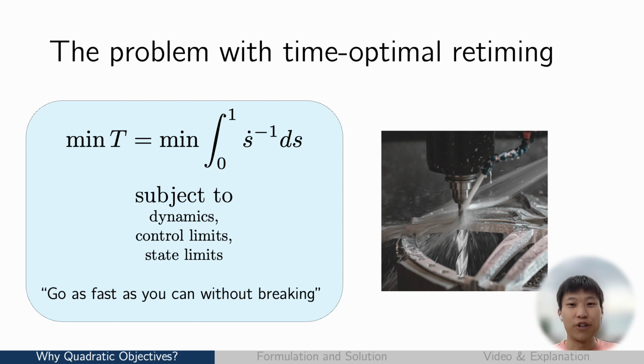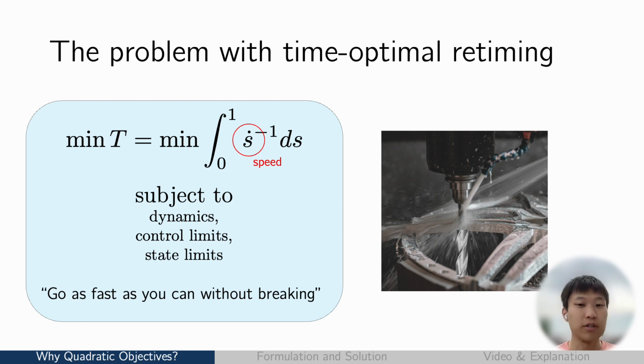The time-optimal trajectory is by far the most common retiming objective, where the cost function is to minimize the total duration of the trajectory. Another way to state this is that we want to go as fast as possible without violating any limits or laws of physics. But this is often suboptimal because it constantly drives controls as hard as it can.